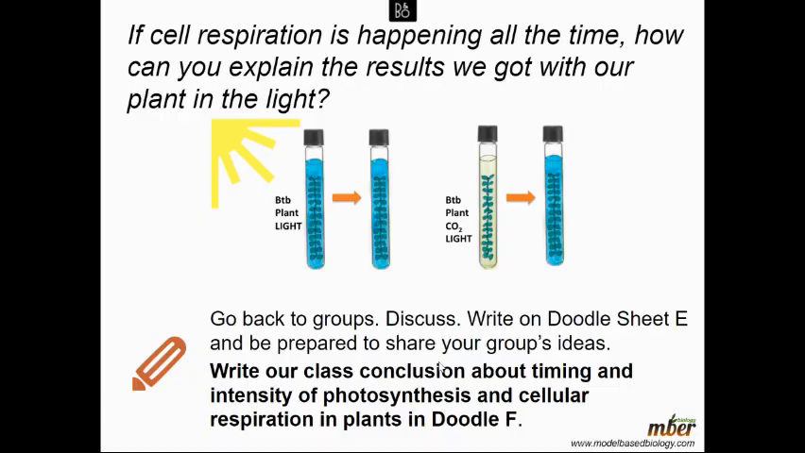This is what I was talking about. It's more of a visual explanation. So cellular respiration is happening all the time. How can you explain the results we got with our plant in the light? So remember, when it's blue, it has oxygen. So here we have a plant in the light and it stayed blue. But when it had carbon dioxide, it went back to blue, so released oxygen. So if we're saying that cellular respiration is happening all the time, why didn't this one change to the yellow or green? Because in cellular respiration, we breathe out carbon dioxide.